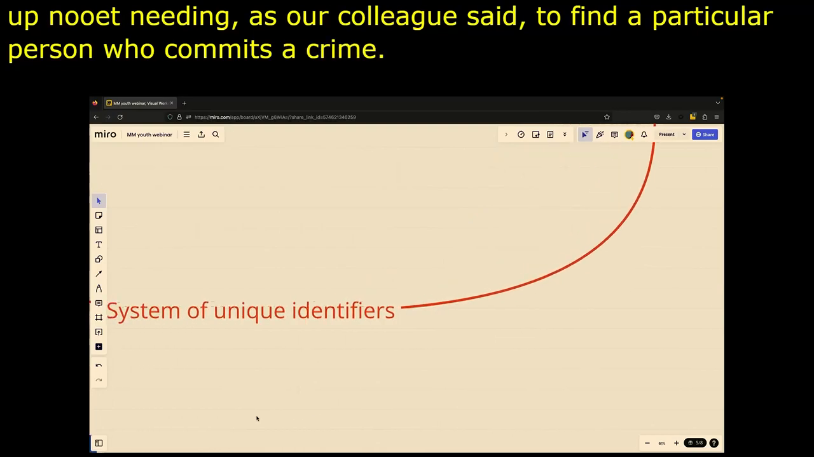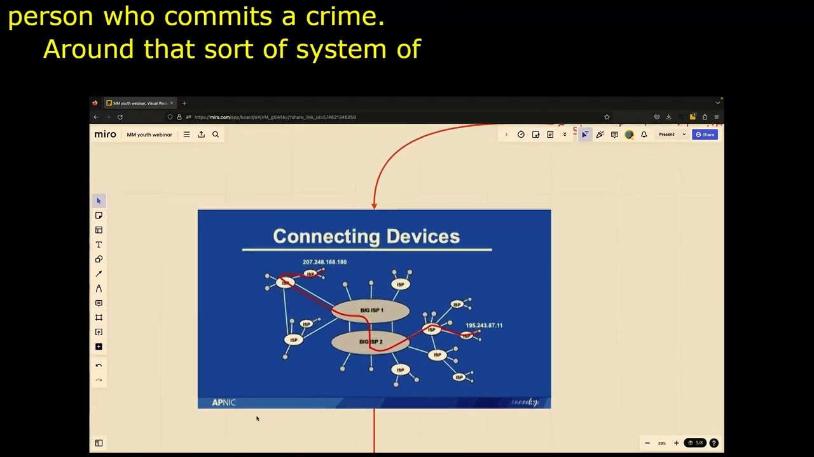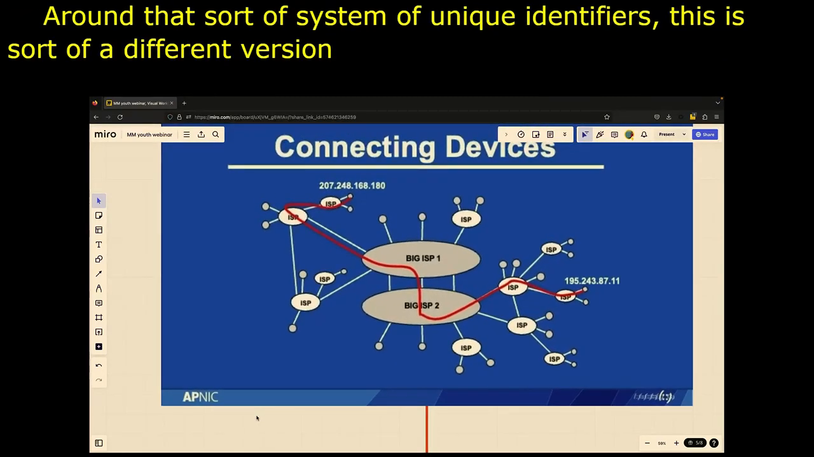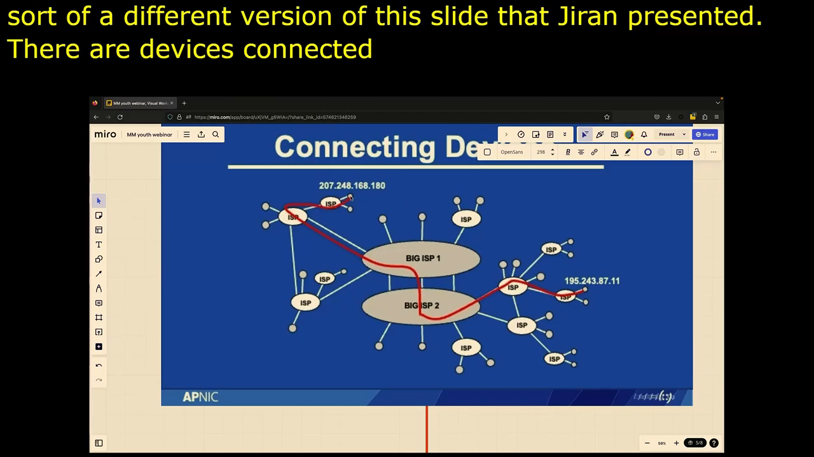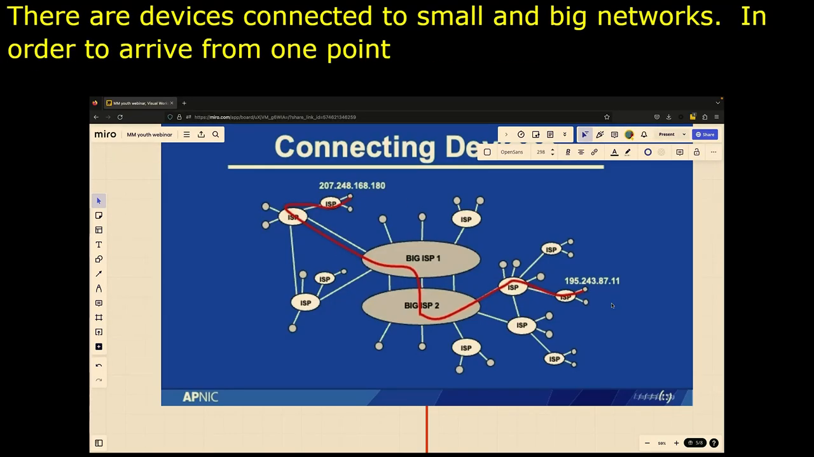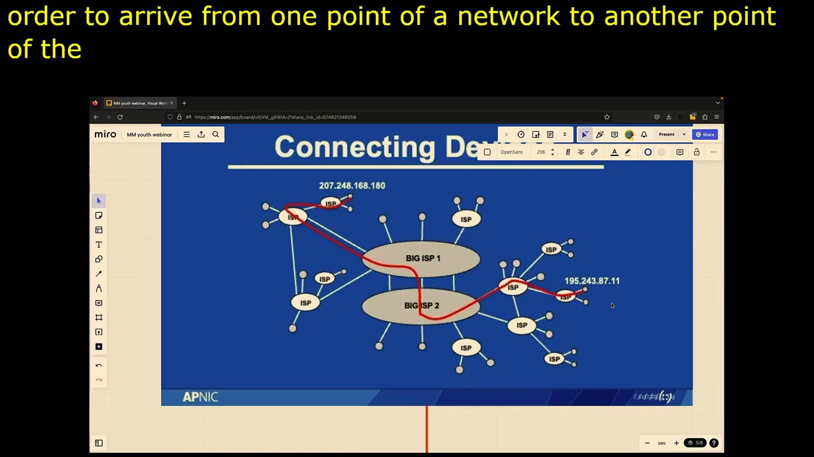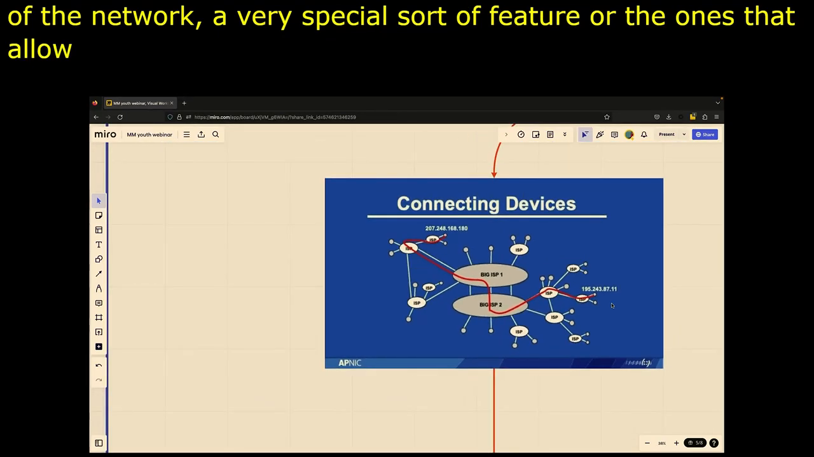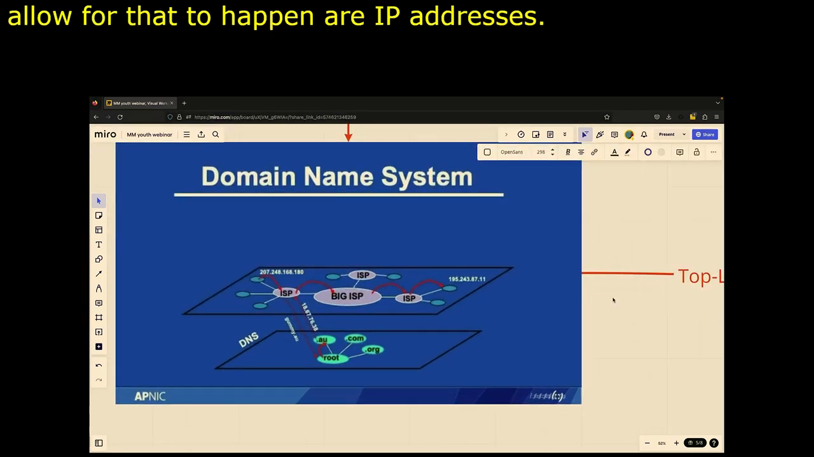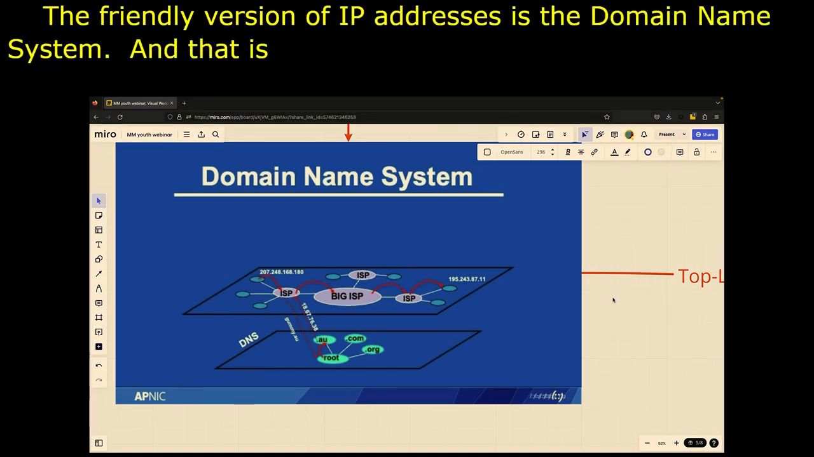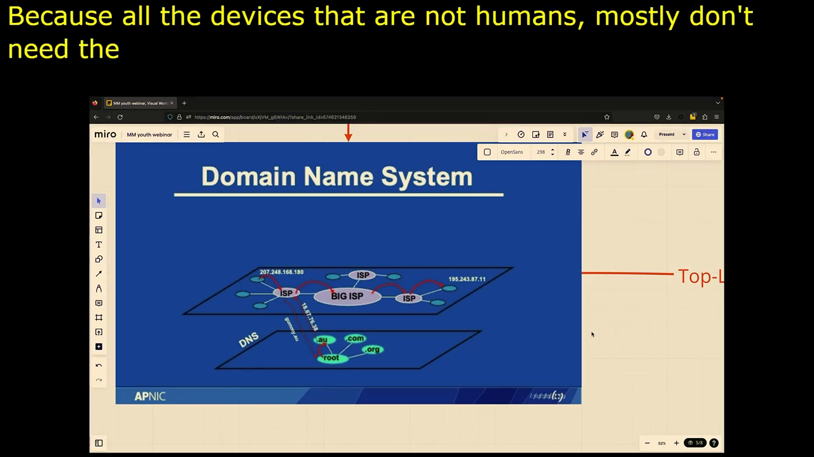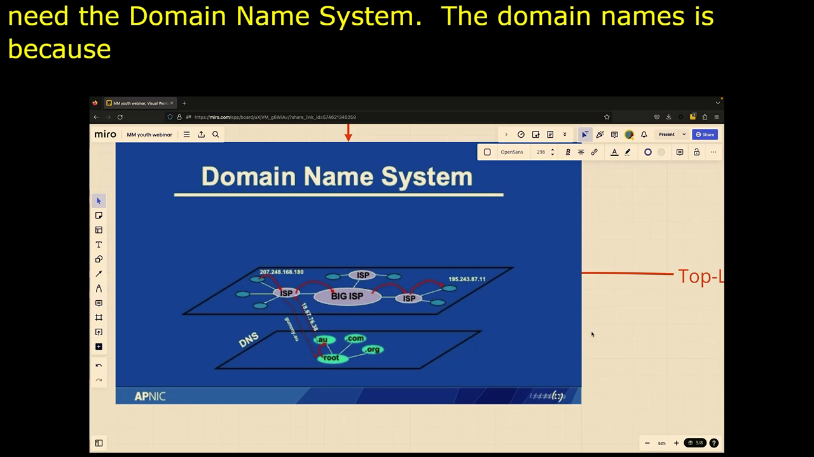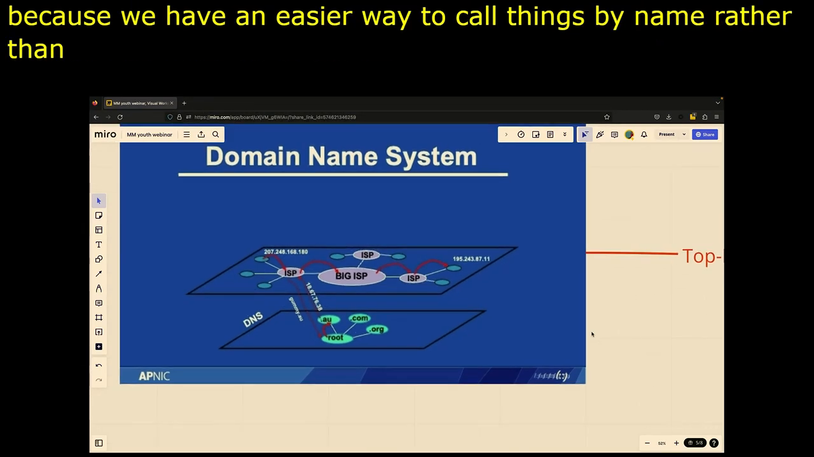So around that, the system of unique identifiers, this is a different version of the slides that Yaron presented. I said that there are so many devices connected through different networks, small and big networks. And in order to arrive from one point of a network to another point of the network, the feature that allows for that to happen is IP addresses. And the friendly version of IP addresses is the domain name system, and that is only used by human beings, because all the devices that are not humans mostly don't need the domain name system. The domain names exist because we have an easier way to call things by name rather than memorizing a string of numbers.